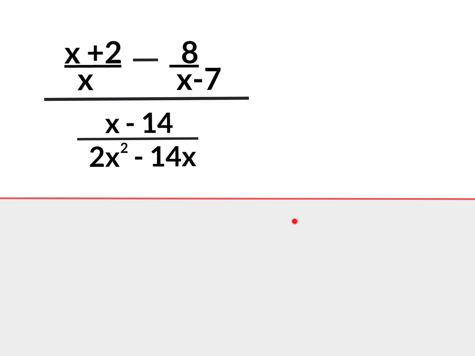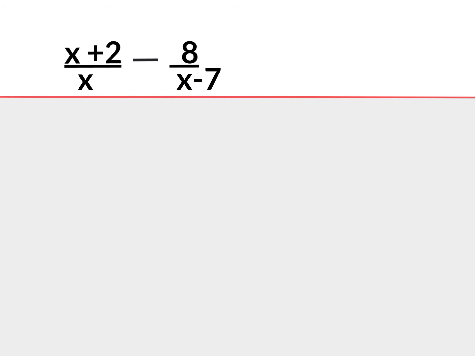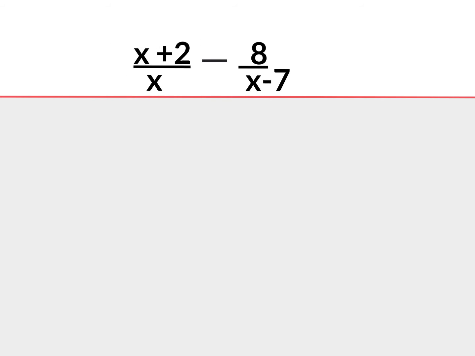Okay, so I'm going to put a piece of paper or this rectangle over the bottom. I'm going to ignore the bottom for a little bit. In order for me to subtract these two fractions, what do I need? An LCD, right? What is my lowest common denominator? Well, you have an x here and an x minus 7 there. If anything repeats, you write it once, everything else comes down, and obviously nothing repeats.